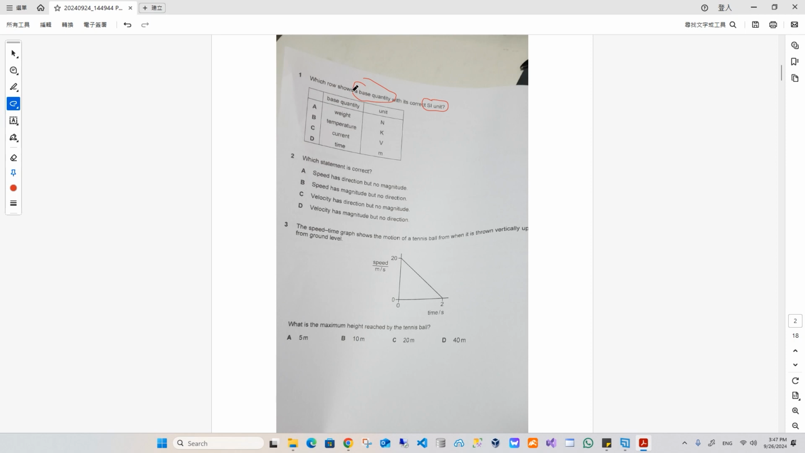Okay, so base quantity, right? We have many quantities. Some are base quantity, some are non-base quantity. Base quantity we only have 7, but in your syllabus you only learn about 6. So don't care about the 7th. Okay, so we have 6.